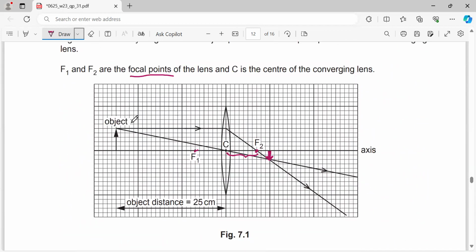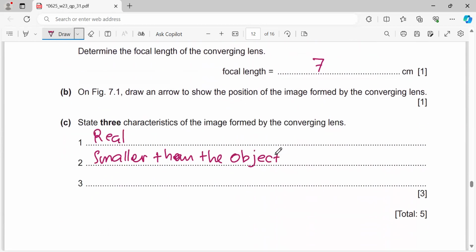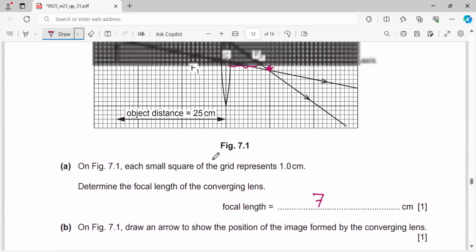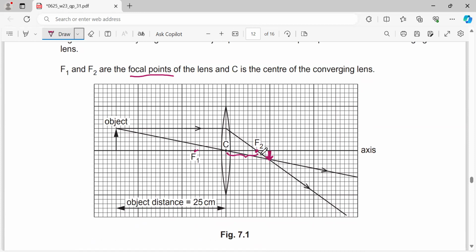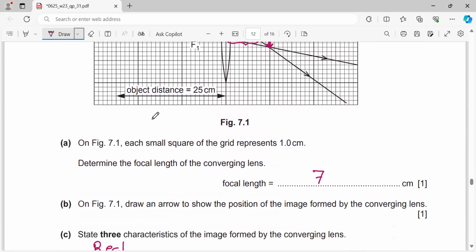This is the object. Okay, so the object is greater than the image, and then C, inverted position. Inverted of the object.